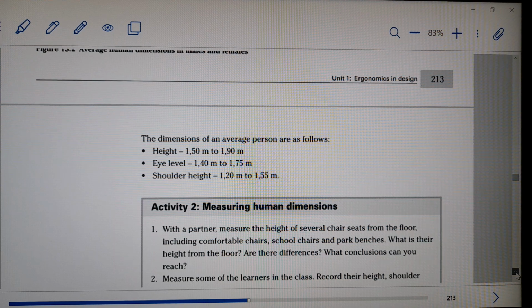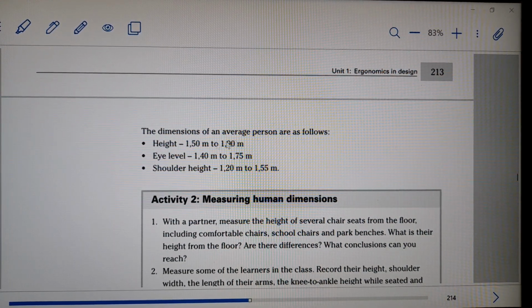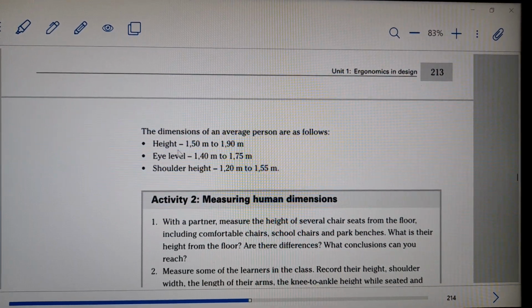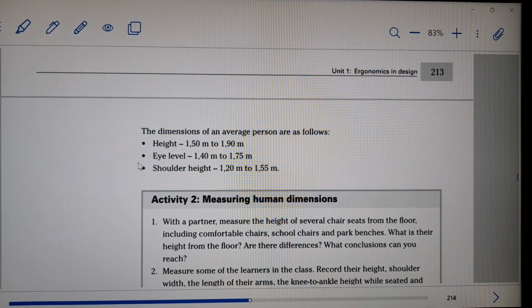So now the dimensions of the average person are as follows. For an average person, the height is between 1.5 meters and 1.9 meters. The eye level is 1.4 meters to 1.75 meters. And the shoulder height is between 1.2 meters and 1.55 meters. Okay.